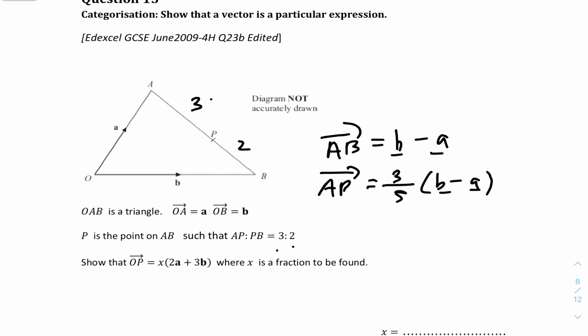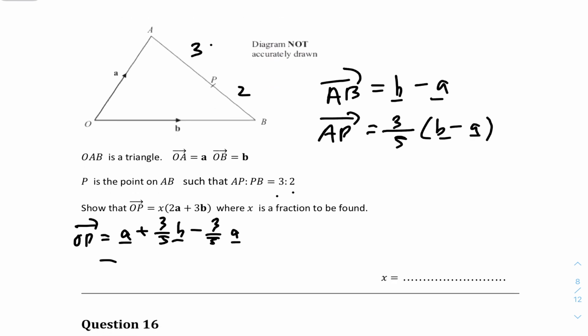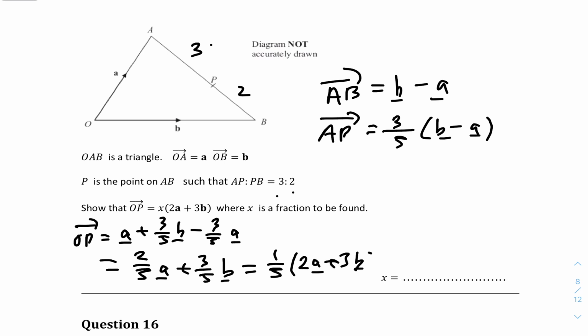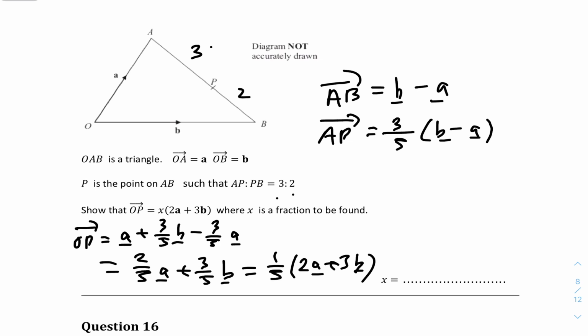And now what we can do is find OP, right? Because we have to find OP. So OP equals OA, which is a, plus AP, which is 3 over 5 b minus 3 over 5 a. And that will simplify into 2 over 5 a plus 3 over 5 b. And we can factorize 1 over 5 to get (2a plus 3b). And basically x equals 1 over 5, and that's the answer.